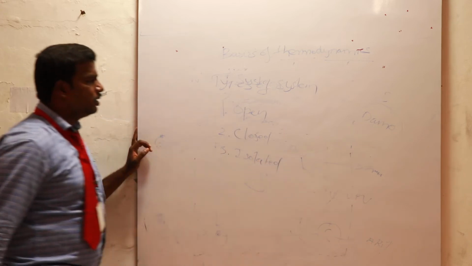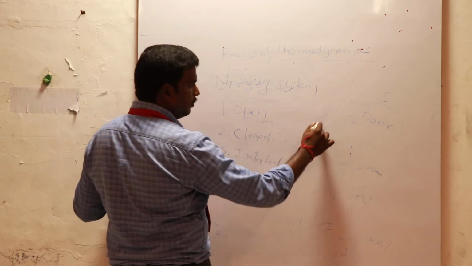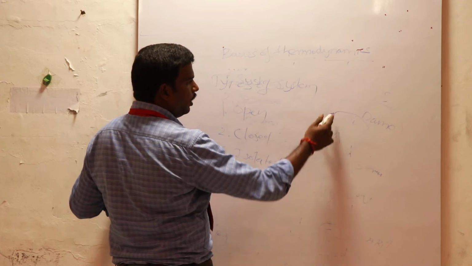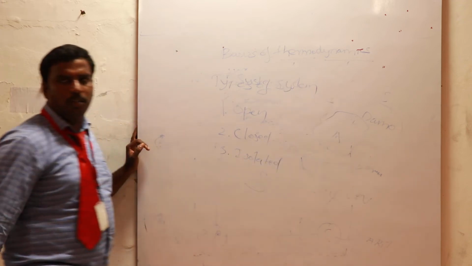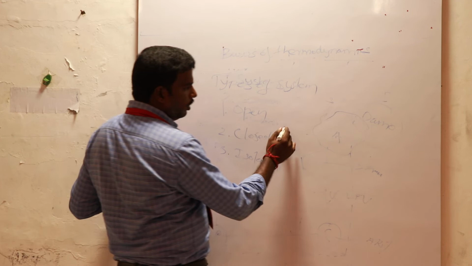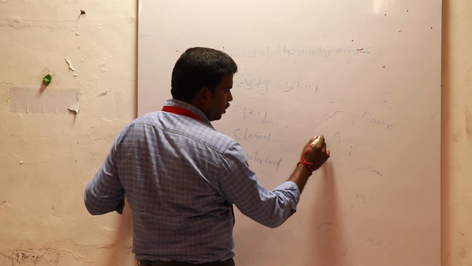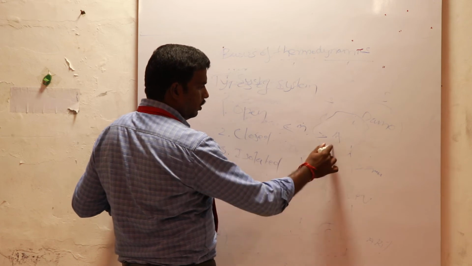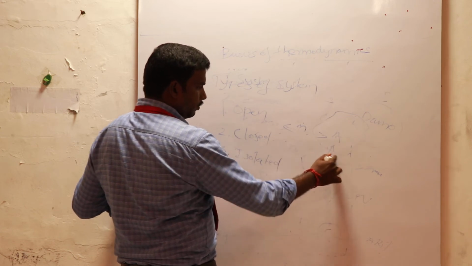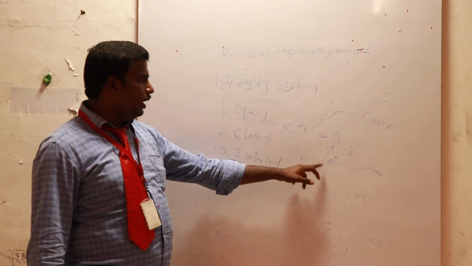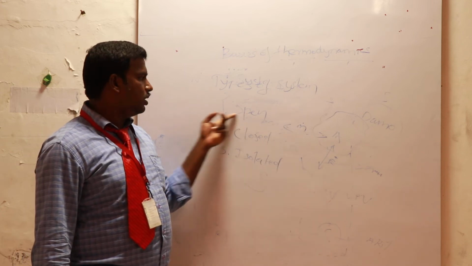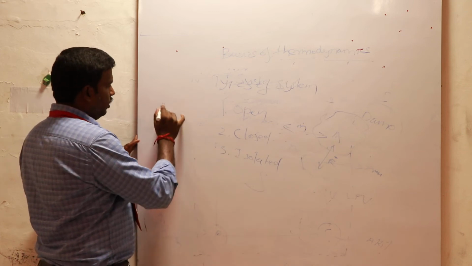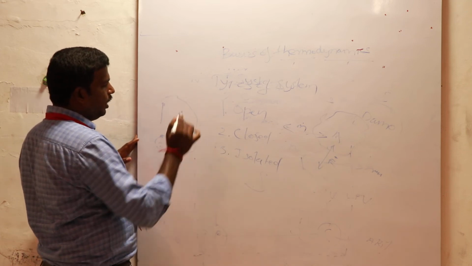So what is an open system? In an open system, let us consider this body A as a system, and this is the boundary, and everything apart from it is the surroundings. In an open system, there is both mass flow and energy flow. If there is both mass flow and energy flow, that system is considered to be an open system.